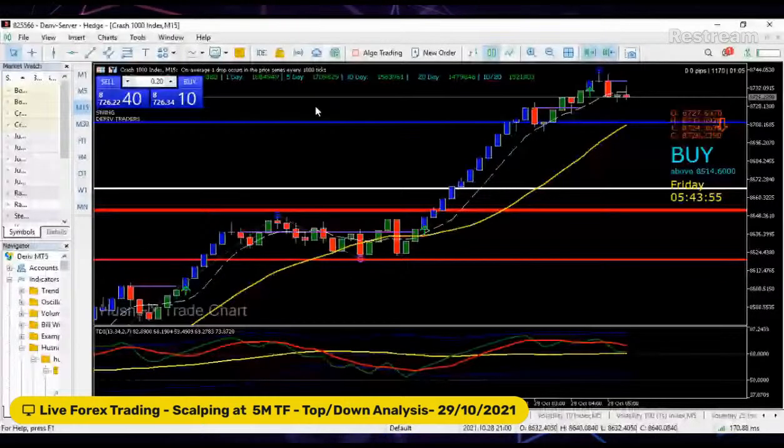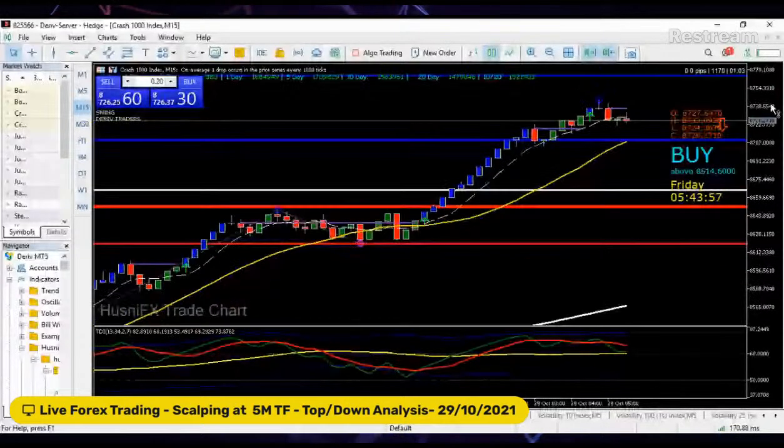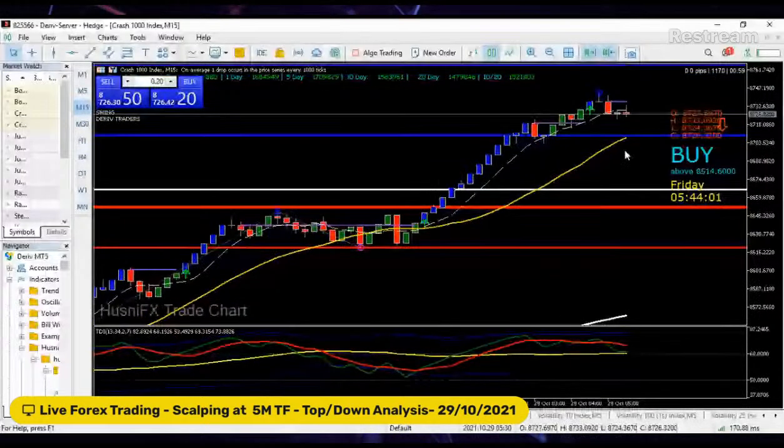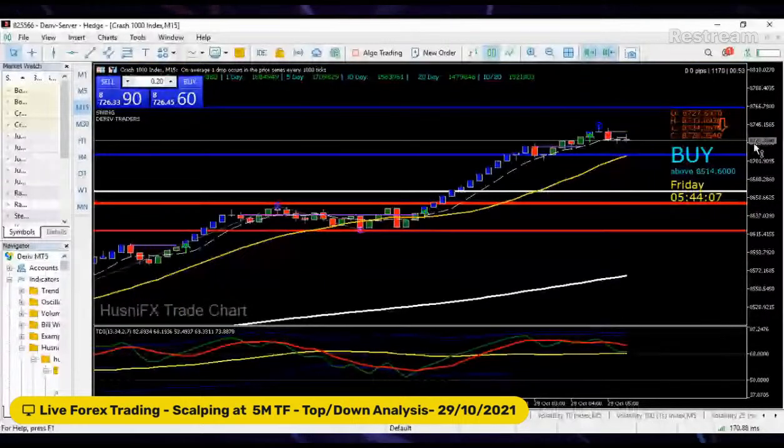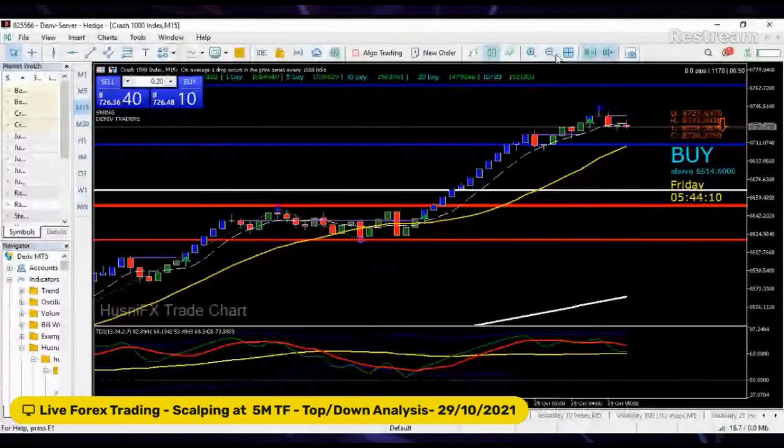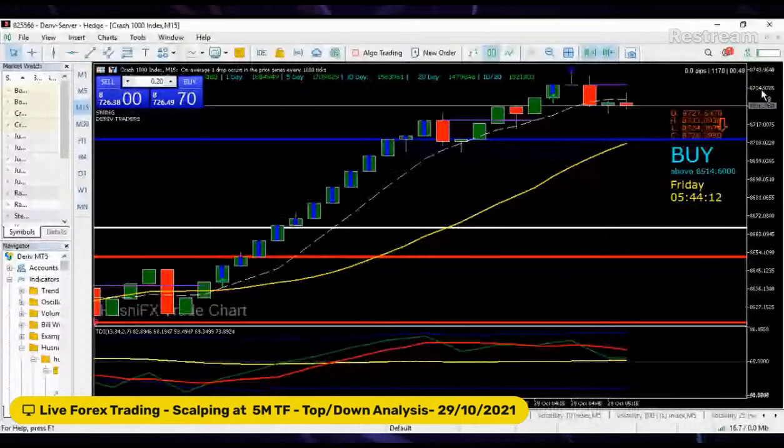M15 is giving you the confirmation of where the market will go, and entries should be at M5, as I told you. So right now, this market, you can see that it has a rejection. That rejection means that we have to wait for this price to break below this blue line, which means that the price will be below this yellow line.